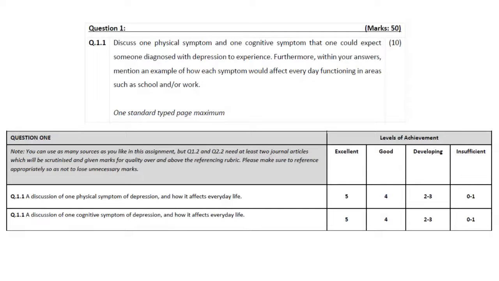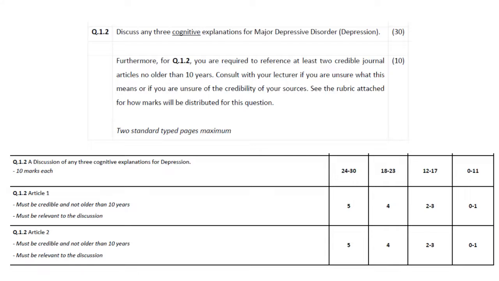The rubric there is below for you. So you can see that it's 5 marks for the physical symptom, 5 marks for the cognitive symptom, and it includes marks for the examples as well. So please make sure you include the examples in there. Very important. 10 marks in total, 5 marks for each of those symptoms. So that's a very straightforward question.